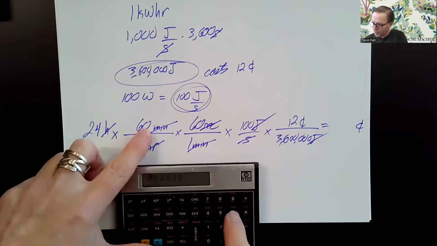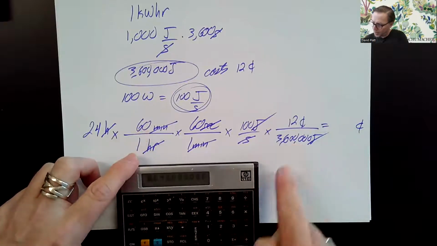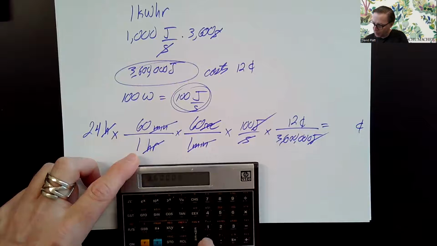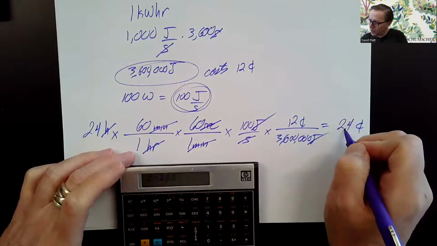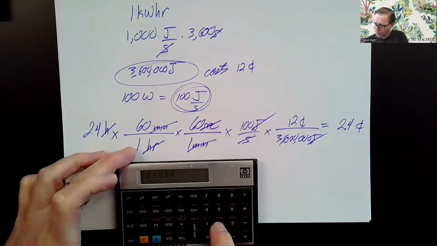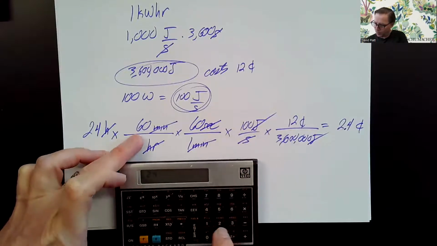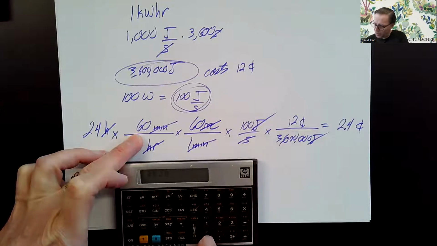24 hours times 60 times 60 times 100 divided by 3,600,000. 2.4. 2.4 cents. Goodness gracious, what? That's not very expensive. Did I leave out the 100? Let me try it again. 24, 60, 60, 100, 12. Well, I might have left out the 12. 3,600,000.